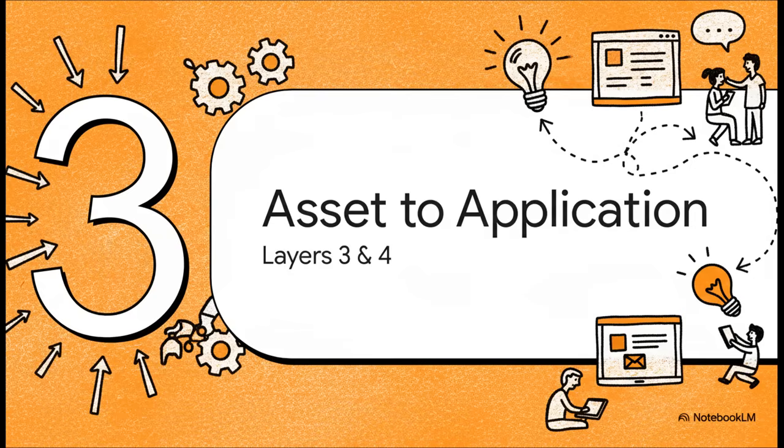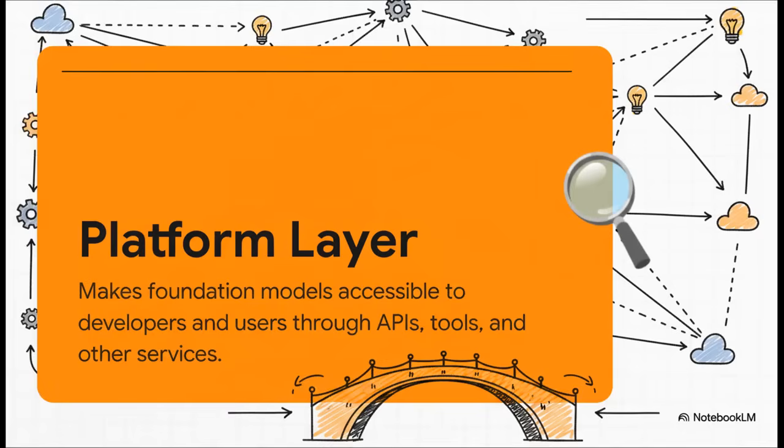Well, that brings us to our next 2 layers, the platform and builder layers. Think of the platform layer as the distribution network. It's like the power grid for AI. Its entire job is to take those powerful models from the factory and make them accessible to everyone else through things like APIs and other tools. It's the critical bridge that connects the raw asset to the people who will build with it.